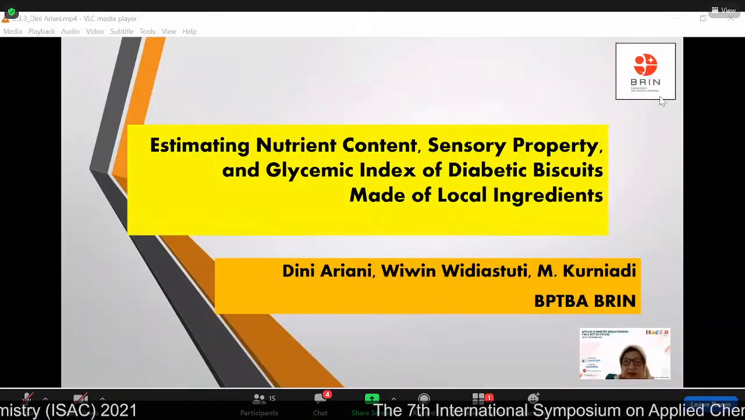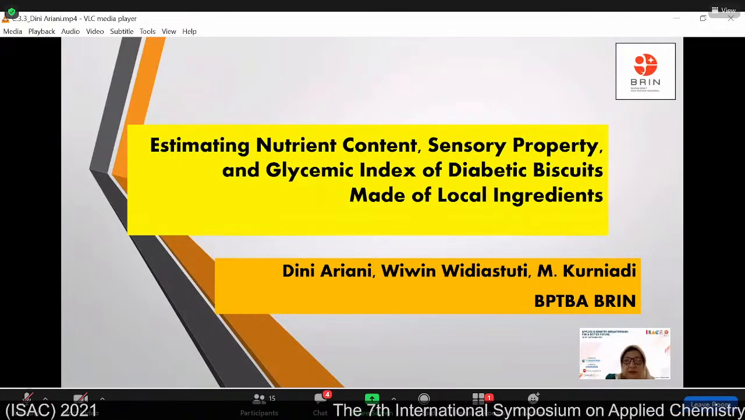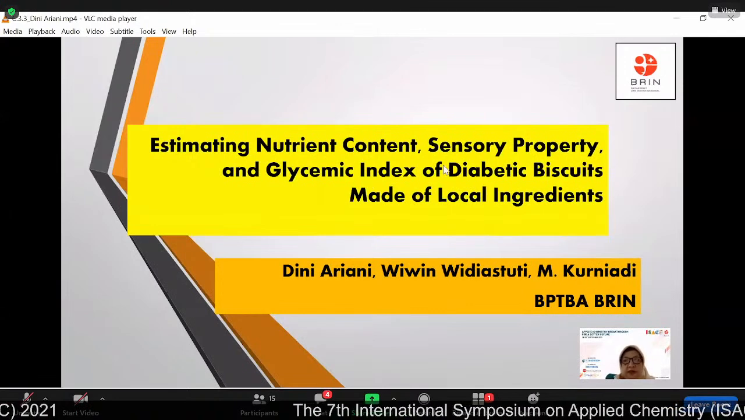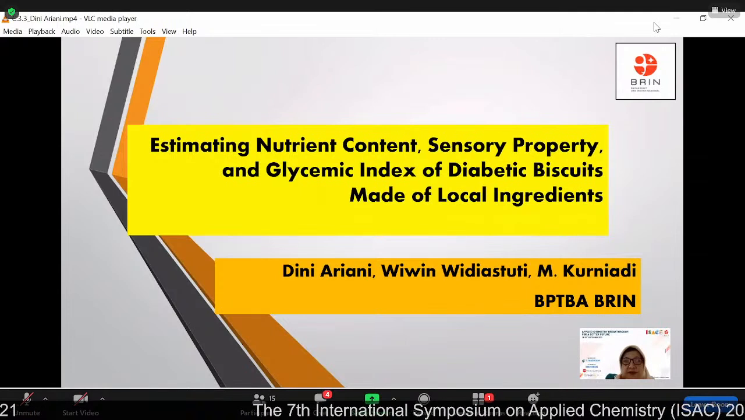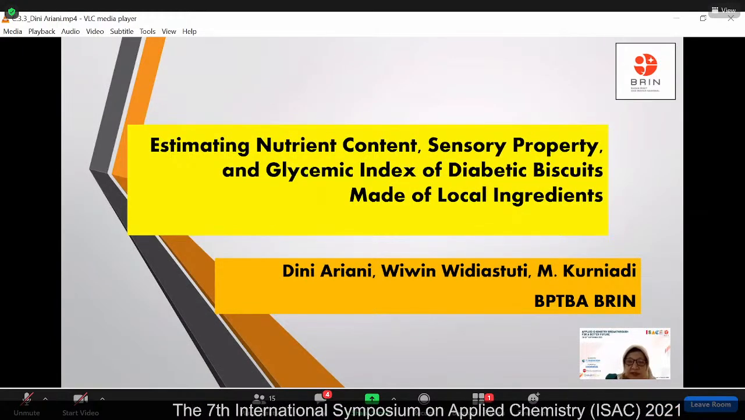Diabetic biscuits made of local ingredients. Good afternoon. Today, I will present about estimating nutrient content, sensory properties, and glycemic index of diabetic biscuits made of local ingredients.